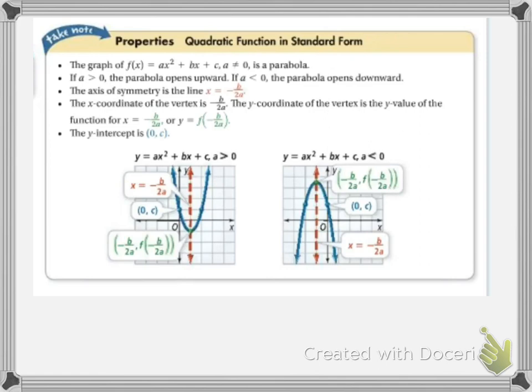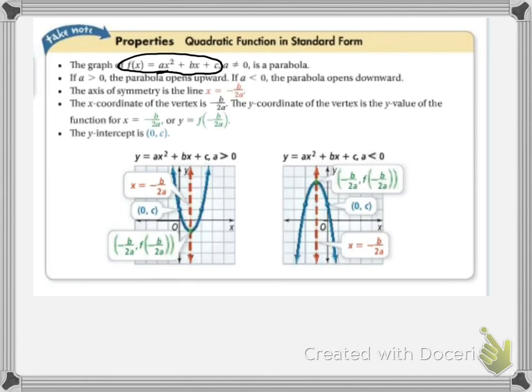Okay, these are the nuts and bolts of what a quadratic function is. So if you have it in ax squared plus bx plus c form, where you've seen a quadratic forever, it's a parabola graph. Okay, if a is greater than 0, the parabola opens upwards. If a is less than 0, it opens downward.